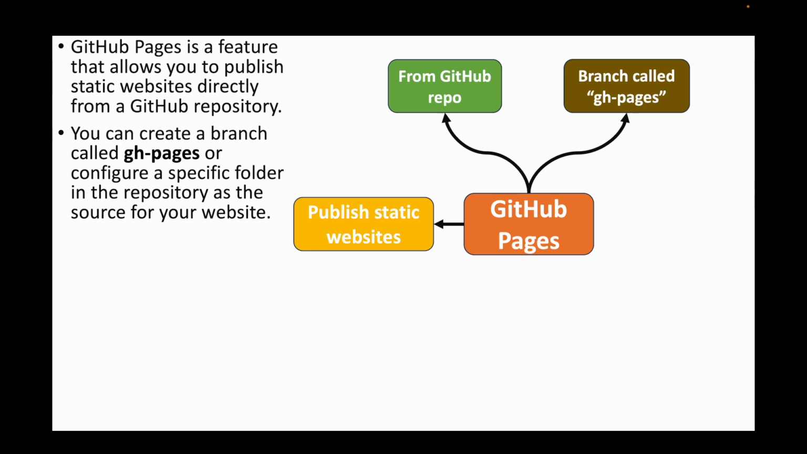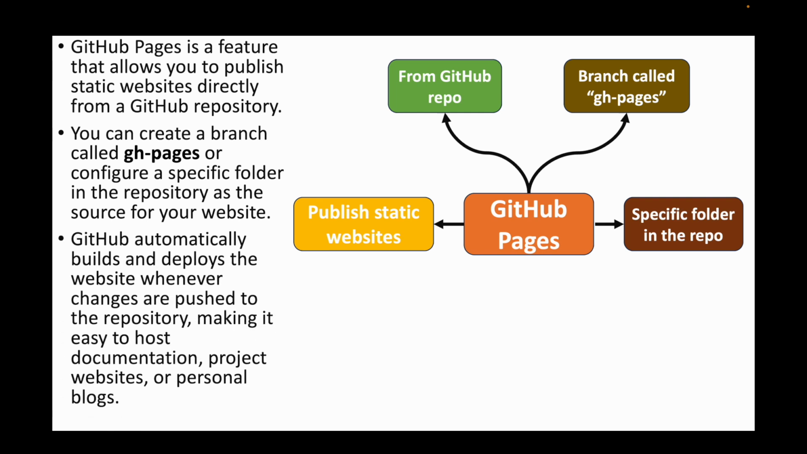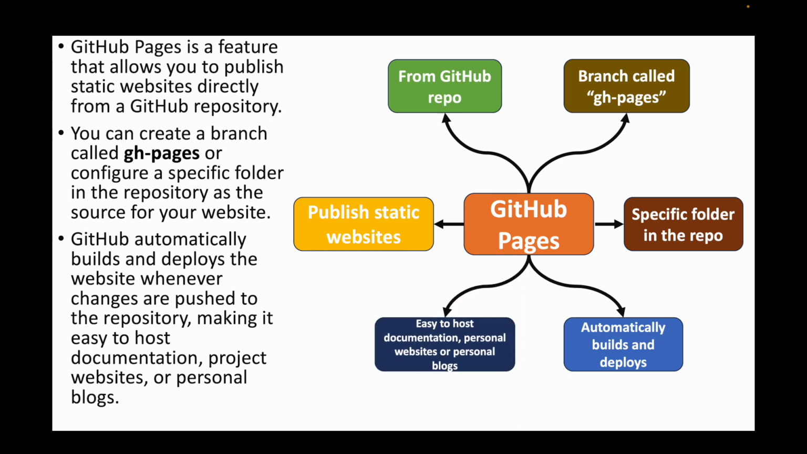For this, we will be creating a branch by the name gh-pages, or we can configure a specific folder within the repository as the source for your website. So basically the code or the HTML page. Now, once you do that, GitHub will automatically build and deploy the website whenever we push any changes to the repository, making it very easy to host documentations or any personal websites or any personal blogs. We can make use of GitHub Pages for that.